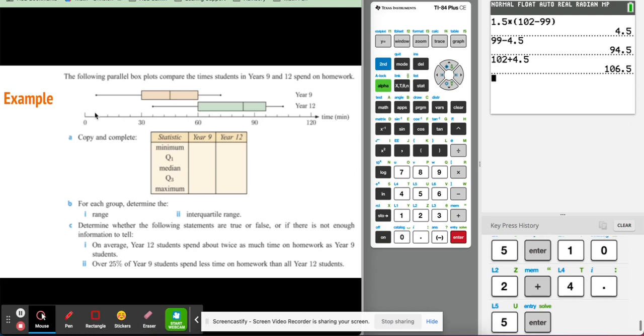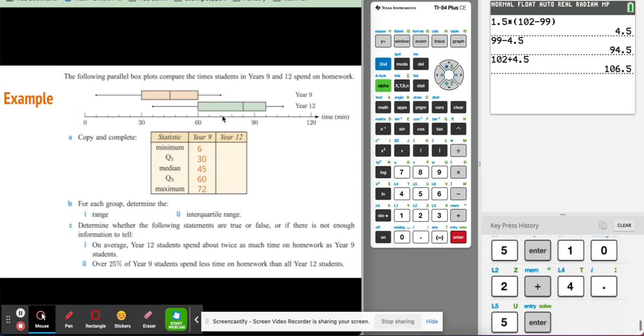For grade 9, our minimum is where we have the start of our whisker. Now notice here the scale. Between 0 and 30, there's 1, 2, 3, 4, 5 sections. So 30 divided by 5 is 6. That means we're going to be skipping 6 each time we go one of these ticks. So my minimum is actually 6. And then from here we have our Q1, which is 30, our median, which is 45, Q3 60, and our maximum seems to be 72.